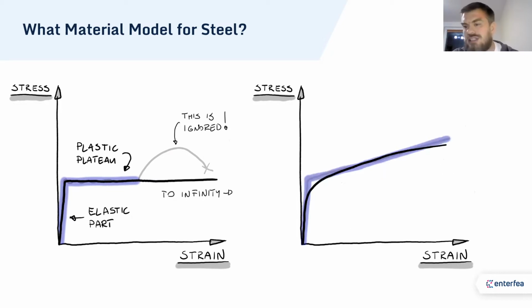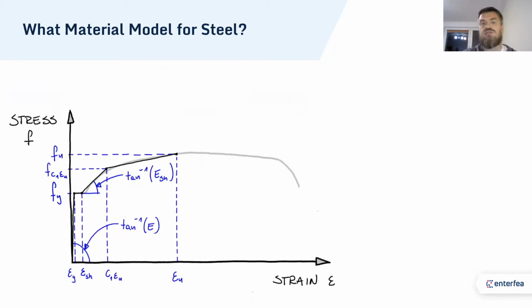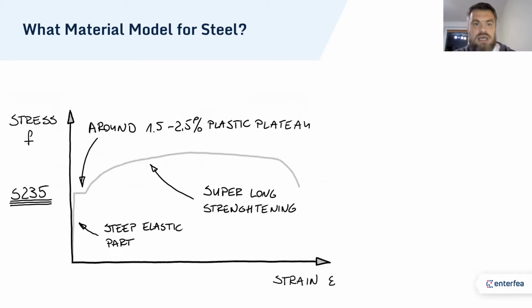But actually, there are other materials like aluminum or stainless steel of some grades that would be way better approximated this way. But you can, of course, geek out about material models as much as you like, but it doesn't really change this much. What I want you to remember is that for structural steel, the plastic plateau length is around 1.5 to 2.5% of plastic strain. So you have this much length of plastic plateau.